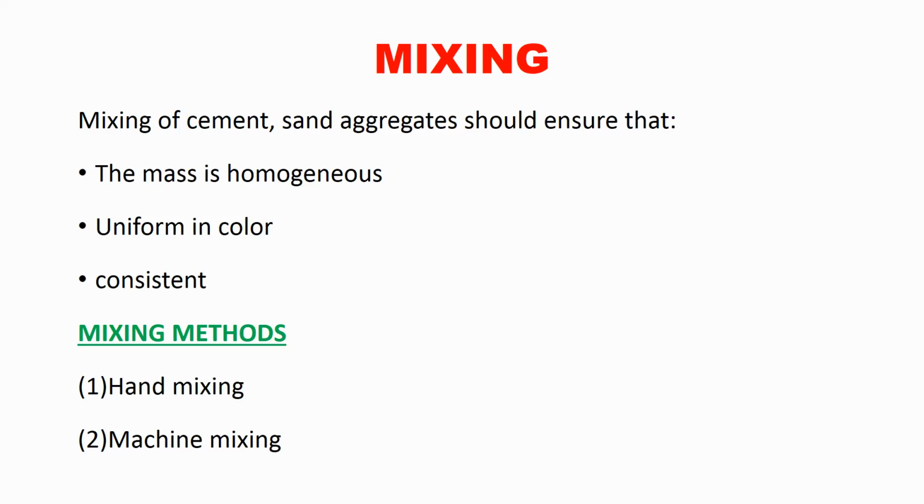As I told you, in batching we take all the ingredients in their required quantity. After you take the cement, fine aggregate, coarse aggregate, and water according to the required quantity, you have to mix them. So our second stage of preparation of concrete is mixing.